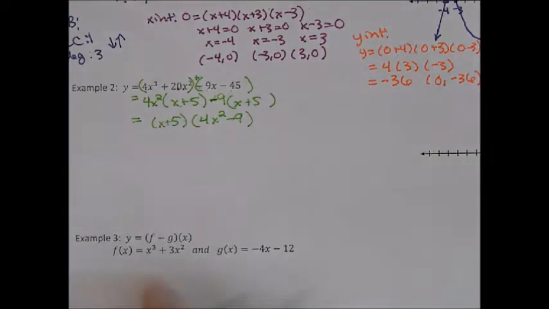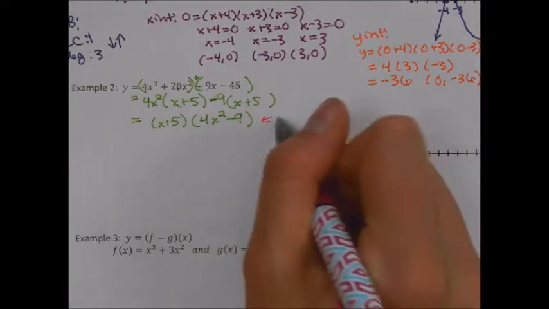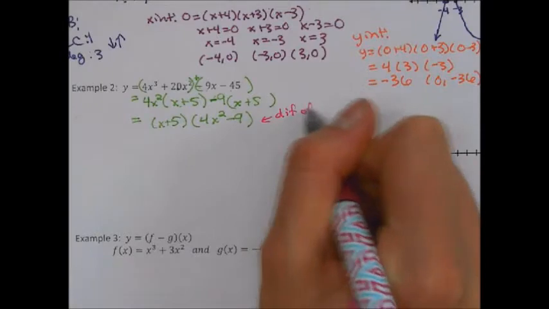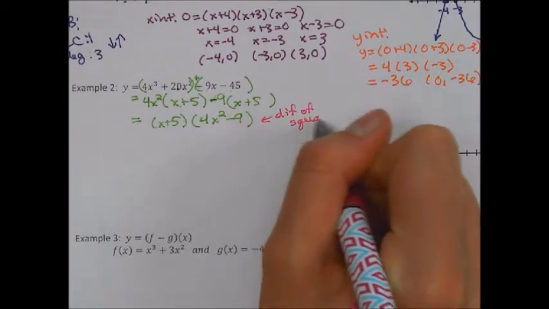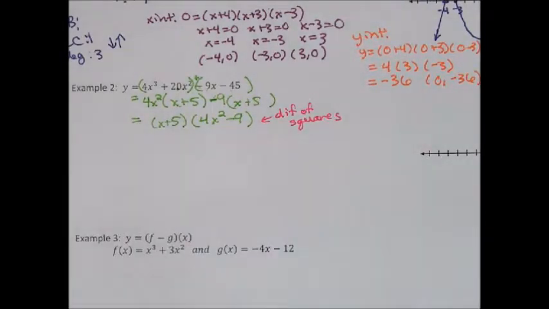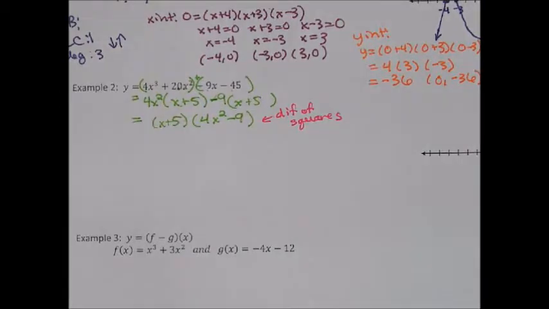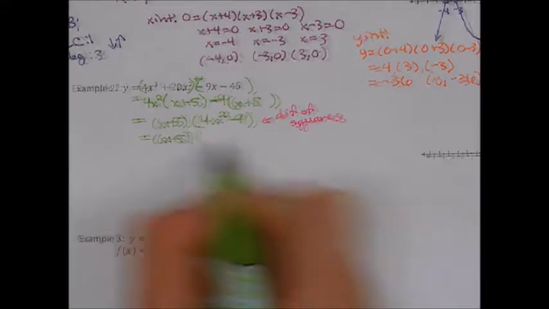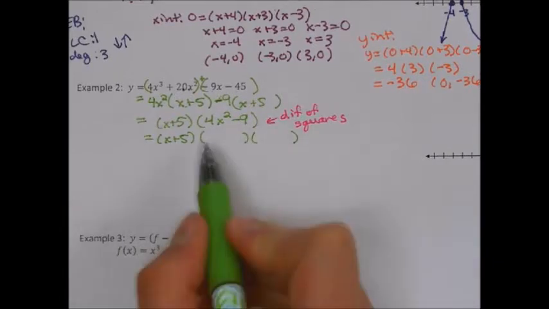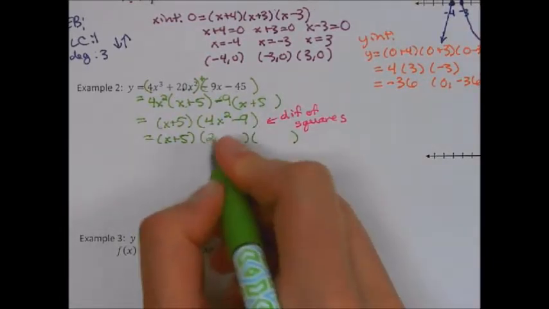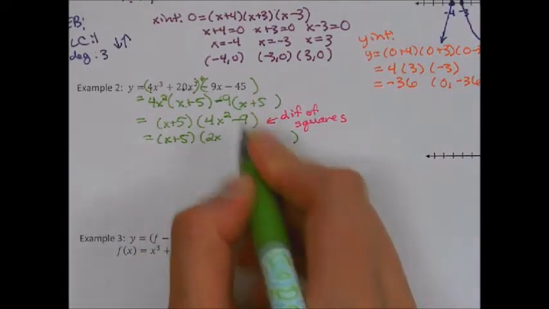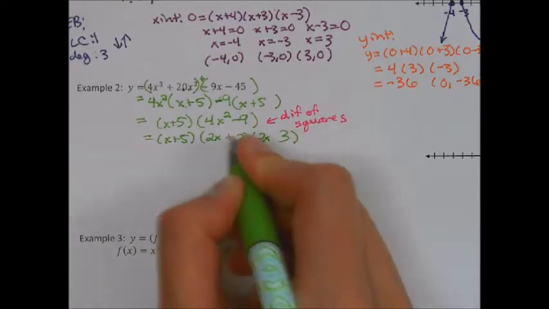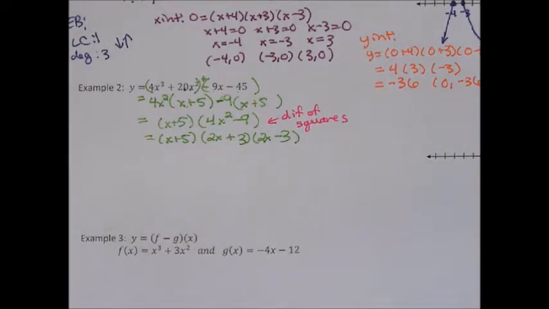Am I done? No. I have a difference of squares. So that should give me, let's see, 4x squared, 2x and 2x, 9, 3 and 3, 1 plus, 1 minus.